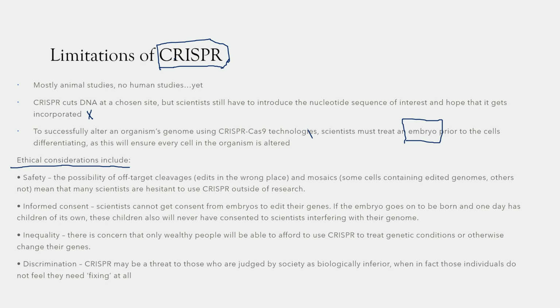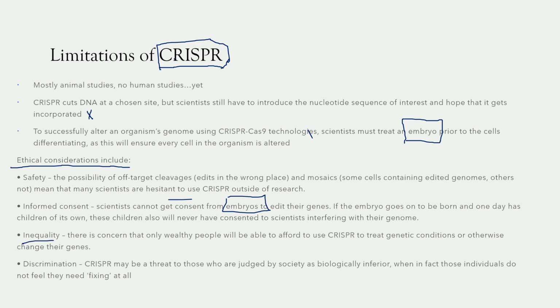So the possibility of off-target cleavages. That Cas9 enzyme might accidentally snip another bit of DNA that we don't want to actually mutate in any way. Informed consent. So this is the problem with the embryo use. There's a lot of ethical problems with, or considerations that we need to think about with, using embryos and whether we think that that is an ethical thing to do and if the payoff is worth this process.